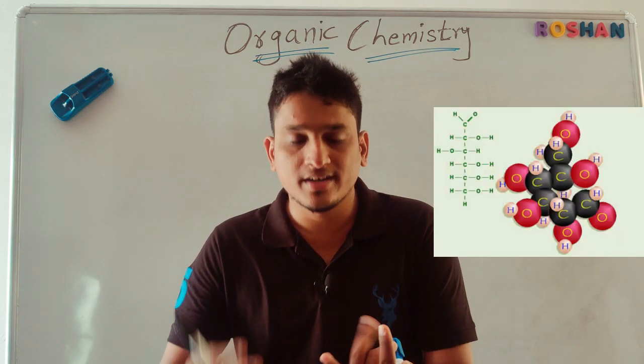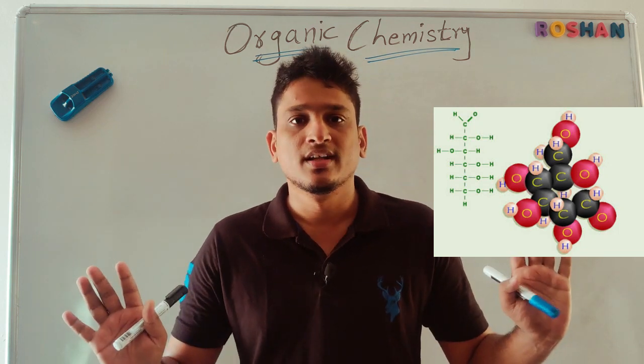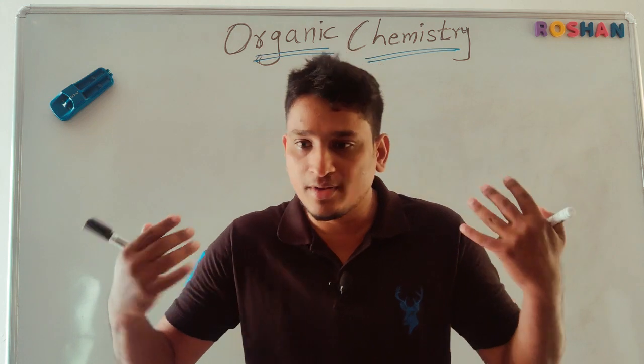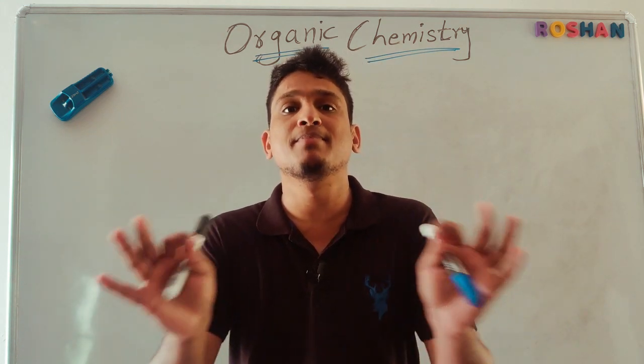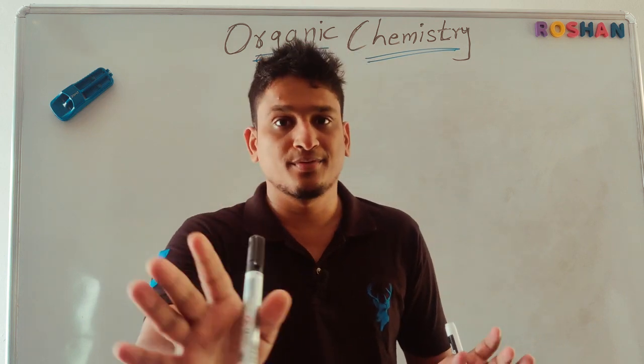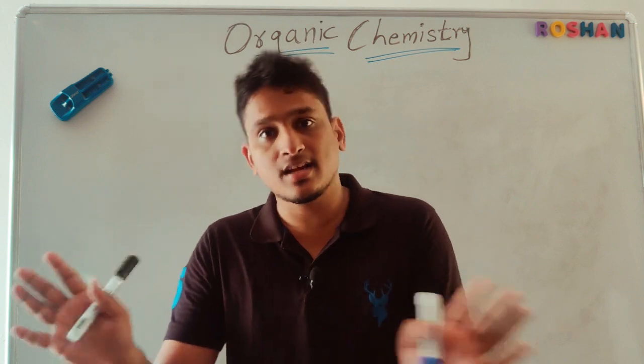Examples: carbohydrates, proteins, vitamins, lipids, amino acids, everything, whatnot. The life is based on carbon only. So we are living on this planet Earth. We are carbon based life. The element carbon is called the element of life. So the speciality of carbon we'll discuss in this video slowly, but let's see other compounds also.